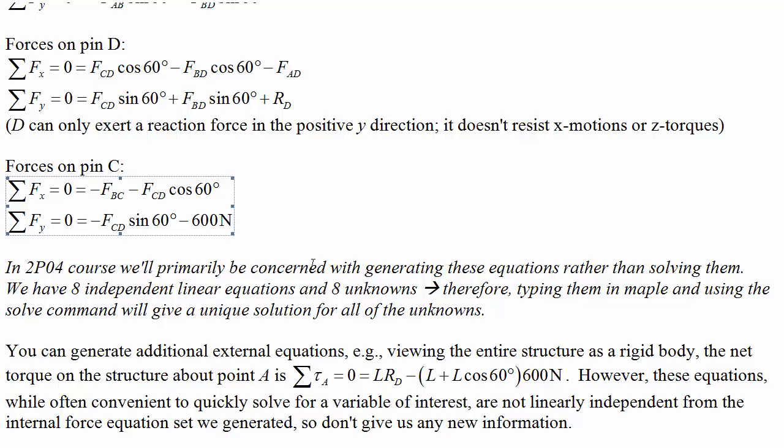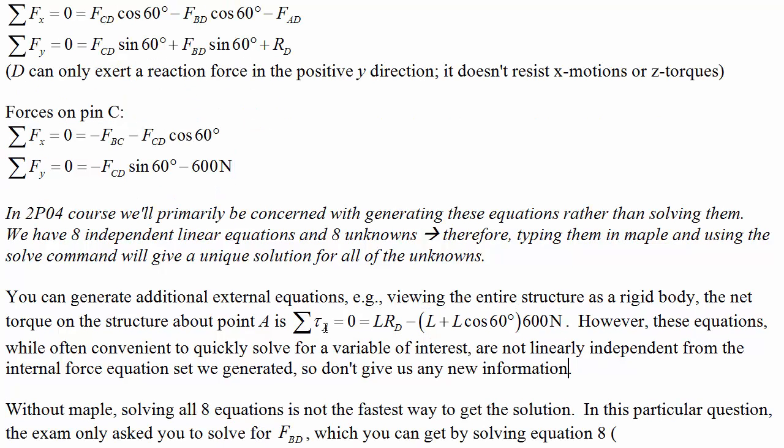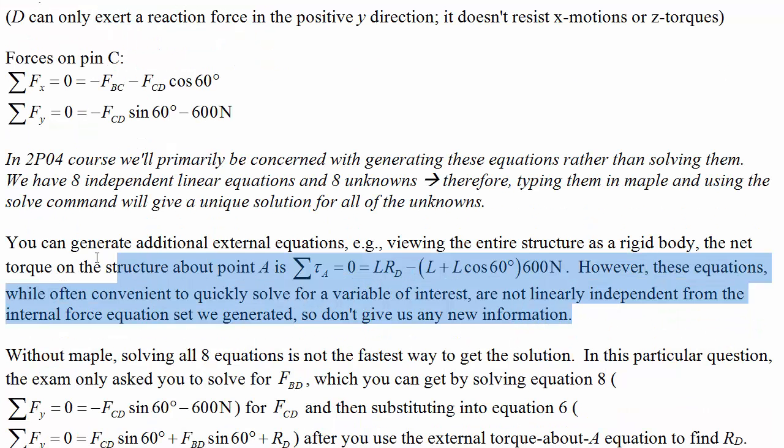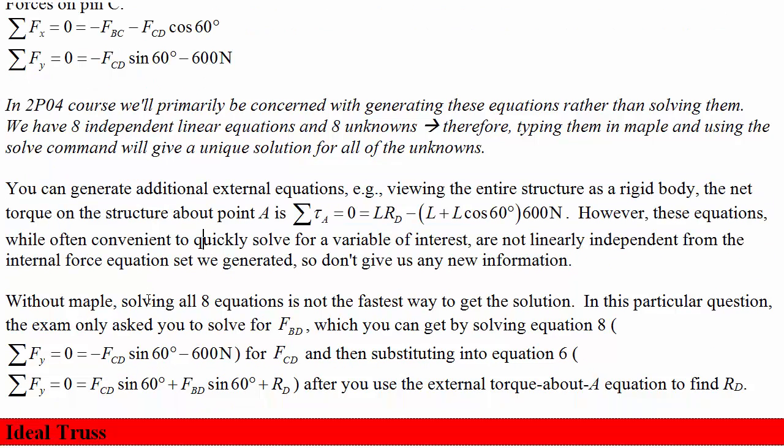So that tells us right away that we've got the length of the member RD, minus length plus length cos 60, 600 newtons. So this lets us solve for what the reaction at D is. And then we can more quickly solve for the information that we're looking for. Without Maple, solving all 8 equations is not the fastest way to get the solution. So we'd want to go through the external forces and just use some convenient tricks to solve that instead.